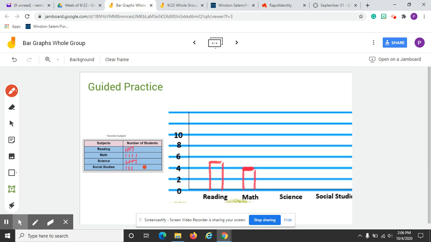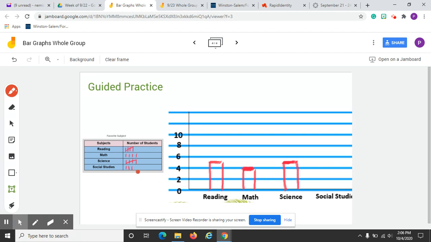For science, we got 5 students. So we have to identify where number 5 is in your scale. We know that it's in between 4 and 6. So in the space between these two numbers, we're going to put a mark on top of science and then make the bar.